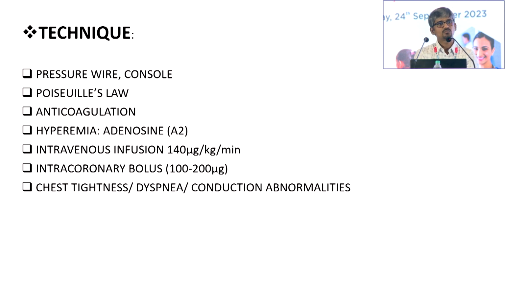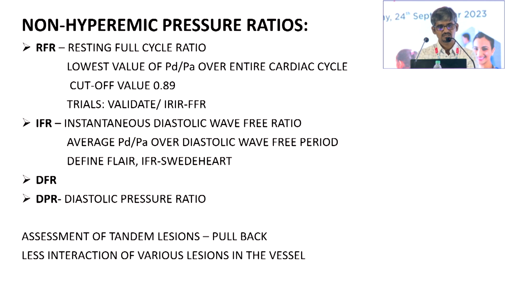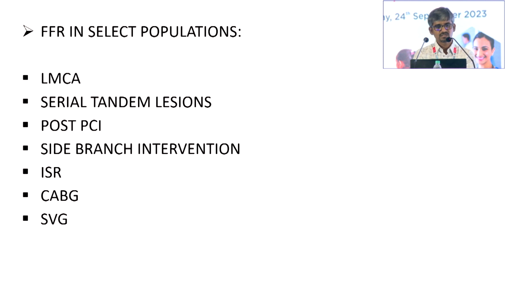There are two modes of giving adenosine. One is intravenous continuous infusion at 140 mics per kg per minute. The other is intracoronary bolus. Usually in the RCA we give 100 mics, and in the LCA we give 200 mics, as the coronary bolus. The side effects of adenosine are chest tightness, dyspnea and conduction abnormalities. These are all very transient and benign. Various other non-hyperemic agents I will tell you later.